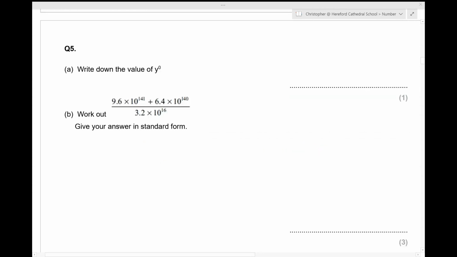Question 5. Write down the value of y to the power of 0. Well, anything to the power of 0 is 1. And now this question here, they've used large powers to try and stop you using your calculator. But actually, what you can do is in your calculator, you can put this sum here, knocking 100 off each of those powers.